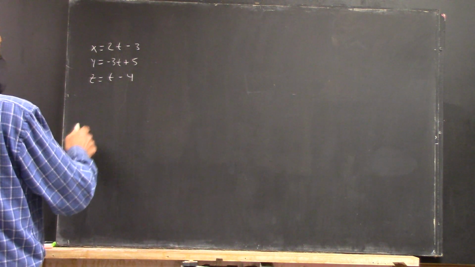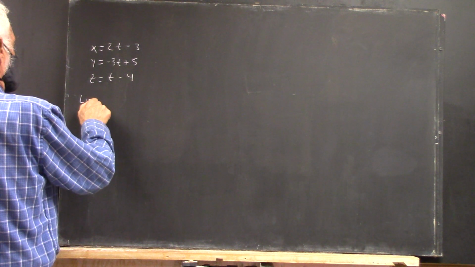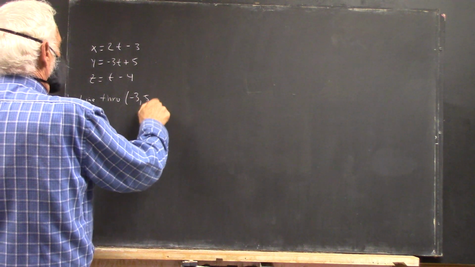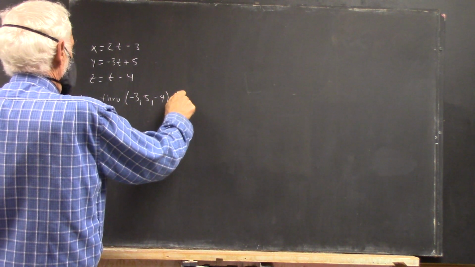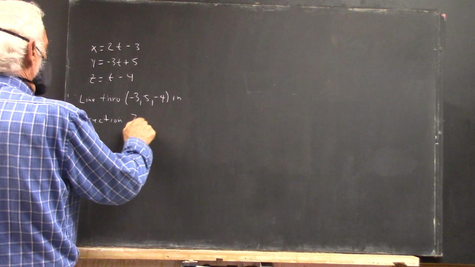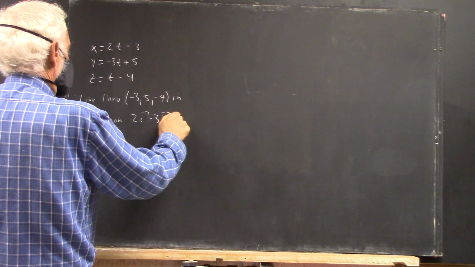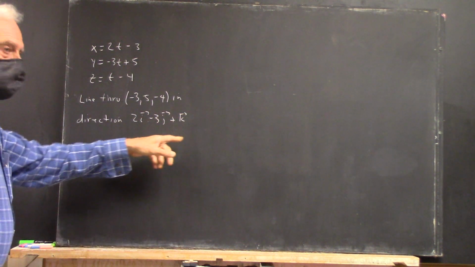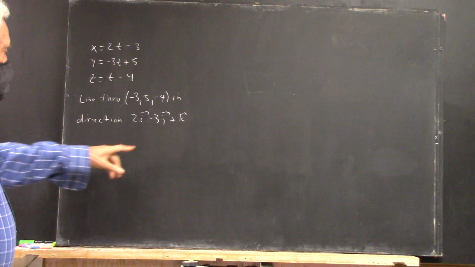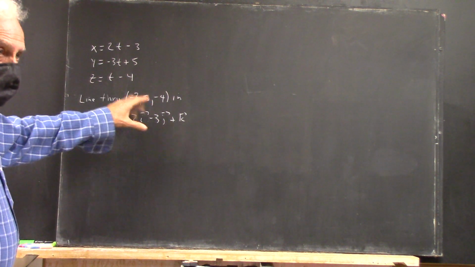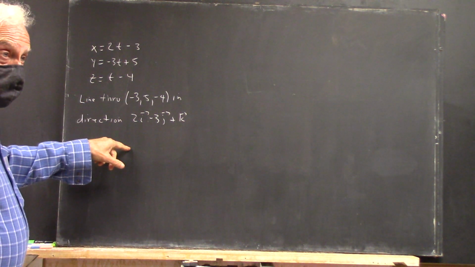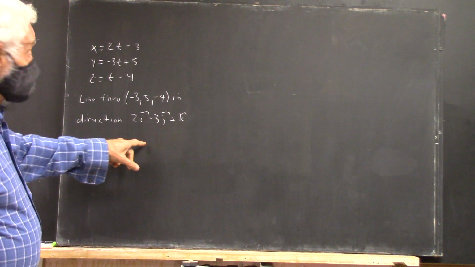First of all, this tells us this is a line through the point -3, 5, -4 in the direction (2i minus 3j plus k). Okay, if you understand the basic picture that we did last time, this is pretty obvious, so I'm not going to go over the details of it. You can immediately see this.